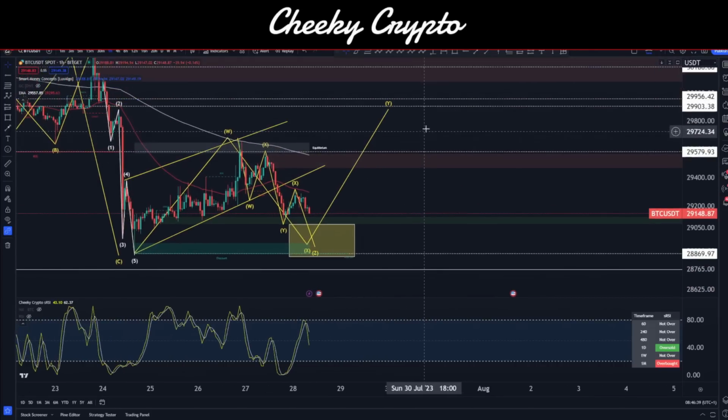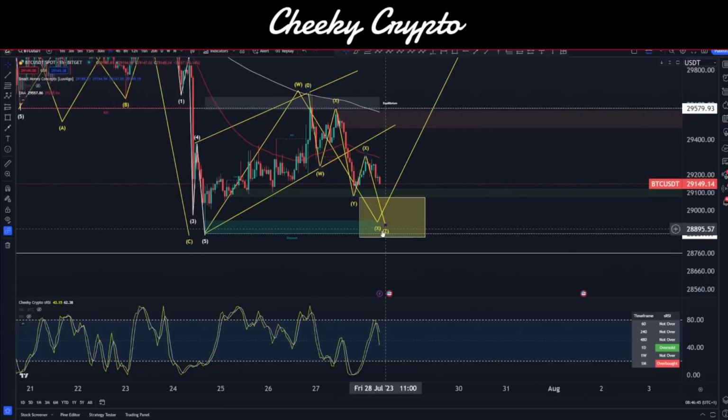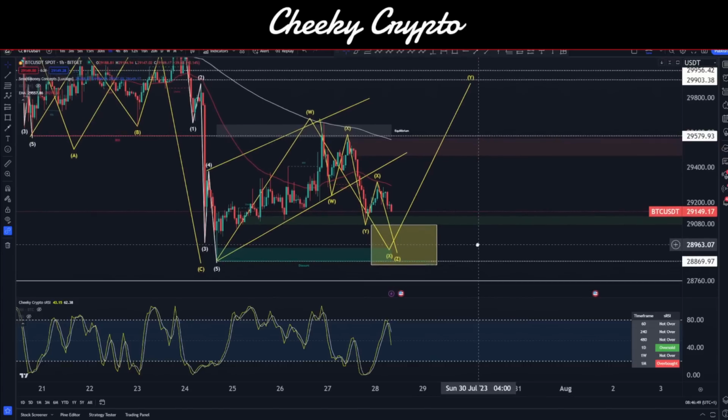But for the most part, once we complete a Y wave here, essentially I would expect a break to the downside again. Okay, so what I'm saying, guys, it looks like we're getting ready for a potential move upwards, but we need to see this complete down here first.